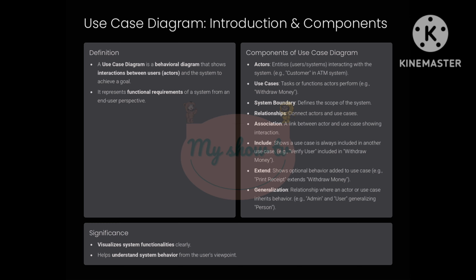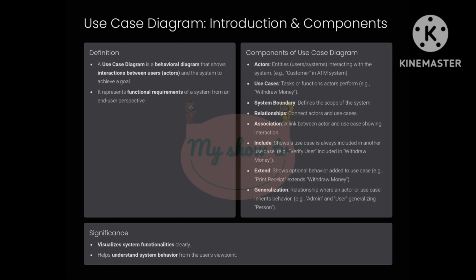Next, use cases describe actions or services the system provides to actors, for instance, withdraw cash, or check balance. System boundary is like a box that defines what is inside the system and what is outside its scope, helping us limit what functionalities we need to focus on. Relationships connect actors and use cases, showing how interactions flow. The association line connects an actor to a use case, indicating a direct interaction.